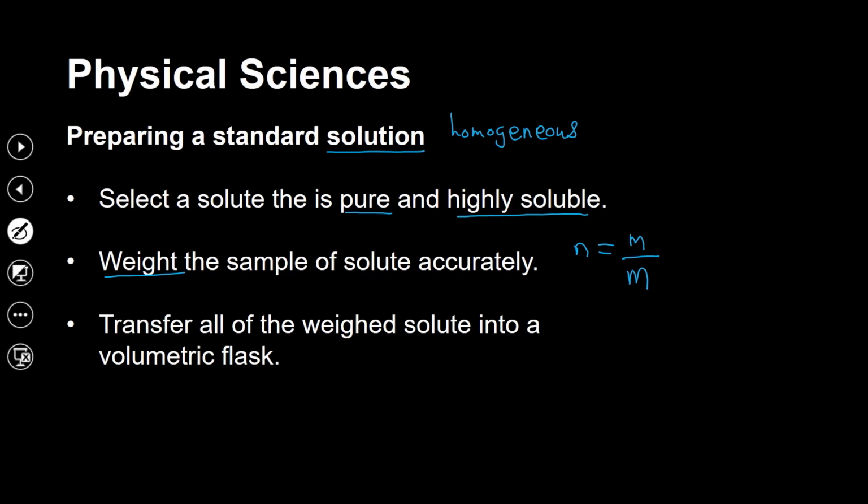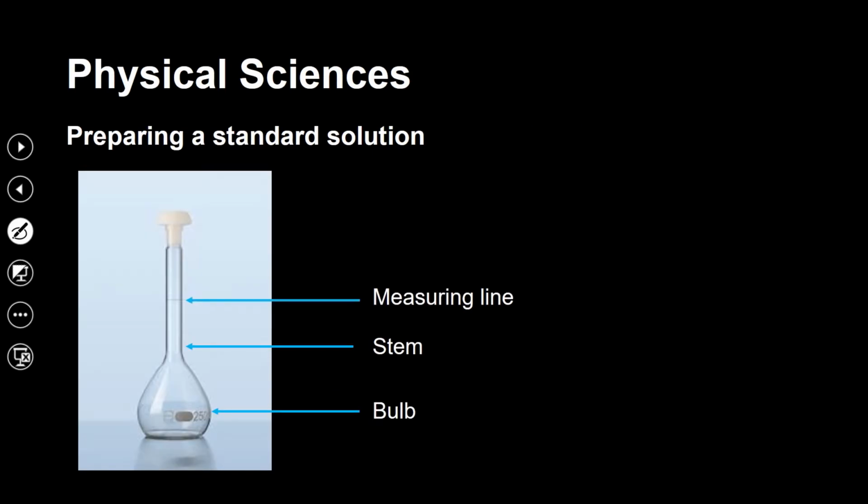So if we've got the mass of the sample, we are able to determine the moles of the substance. Then after that, we can transfer the weighed solute into a volumetric flask. A volumetric flask gives us a fixed volume of a solution. And if you talk of a volumetric flask, this is how it looks. It's got a measuring line. In this case, say for argument's sake, it is a 250 mL flask.